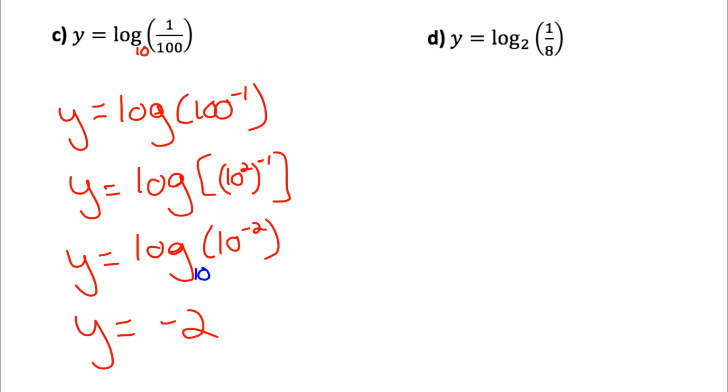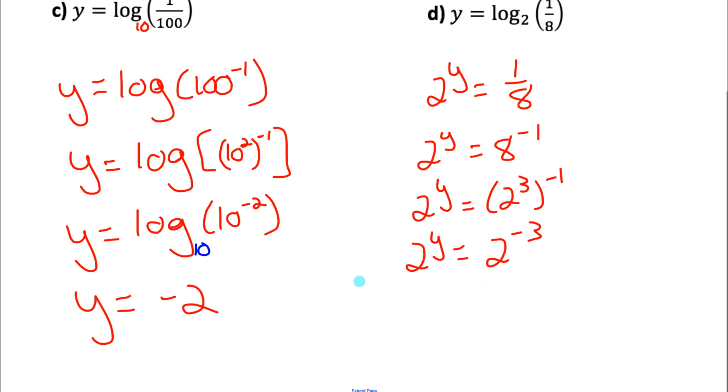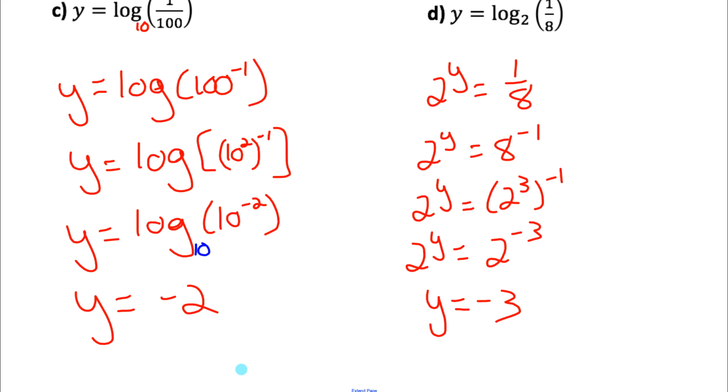Part D, let's do it the other way. Let's rewrite in exponential form. So 2 to the power of y equals the argument, 1/8. And now I need to write that 1/8 as a base 2 power. So 2 to the y equals, well, 1/8 I could rewrite as 8 to the -1, and then 8 I could rewrite as 2 cubed, and then multiply those exponents together. I get 2 to the -3. Now, since I have power equals power, where the bases are equal to each other, I can just set the exponents equal. So y would have to be -3.